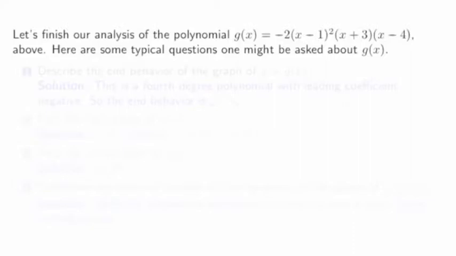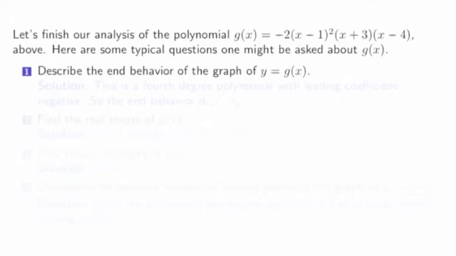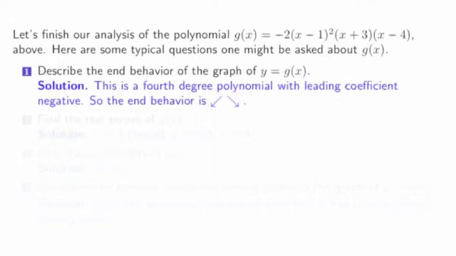Let's finish our analysis of this polynomial. Here are some typical questions one might ask about g of x. Describe the end behavior. This is a fourth degree polynomial. The leading coefficient is negative. Minus x to the fourth has end behavior like that.